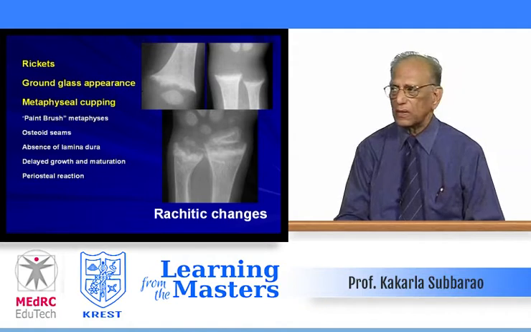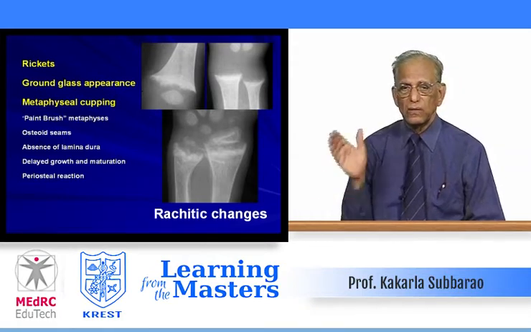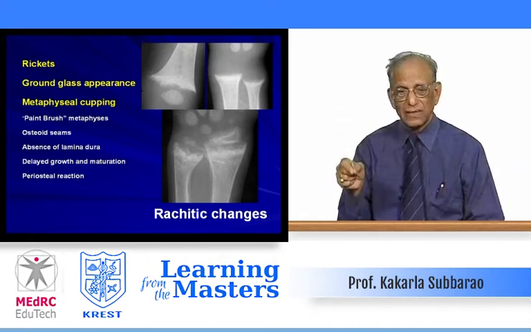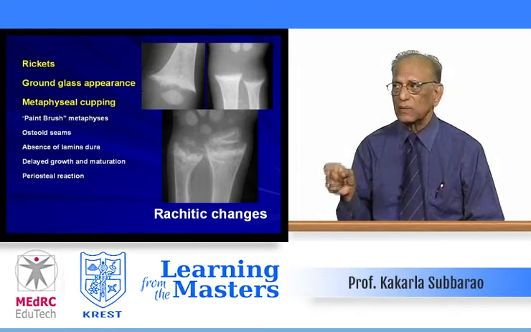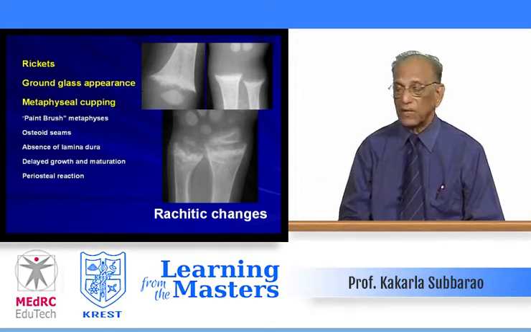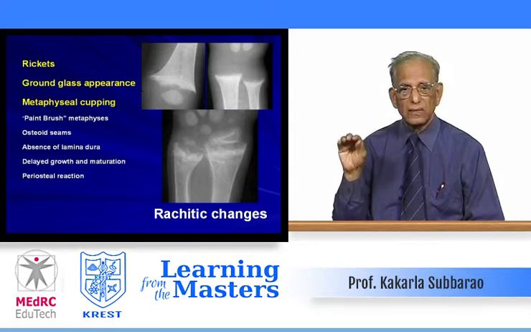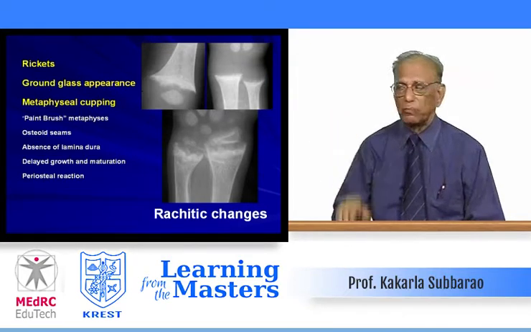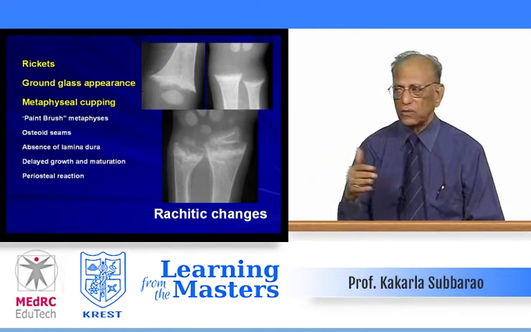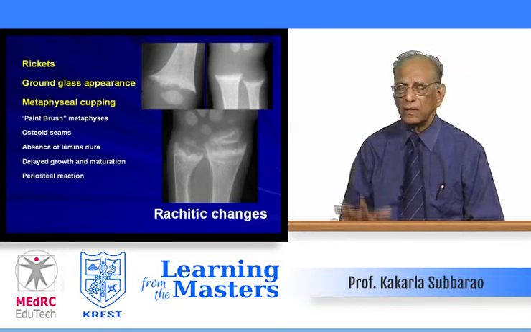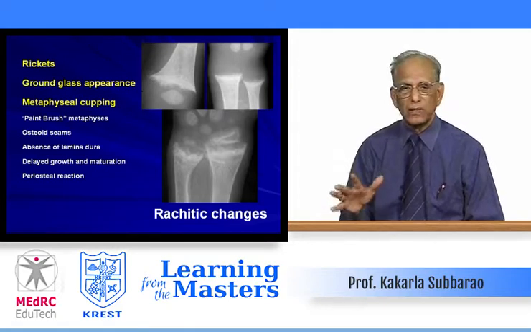Radiological findings, as I have told you earlier: ground glass appearance, that is, you can't differentiate between the cortex and the spongiosa that easily. Normally, the cortex should have a nice dense line and the spongiosa is relatively loosened. But here, some sort of ground glass appearance, metaphyseal cupping, classical, and paintbrush appearance, that is, the columns of cartilage, some of them attempt to calcify, that's why they are white. And then the columns of cartilage which are not calcified are loosened. That's why it gives the paintbrush type of appearance. Osteoid seams are so-called looser zones. Absence of lamina dura, if you take the mandible for teeth. Delayed growth and maturation. And of course, periosteal reaction.